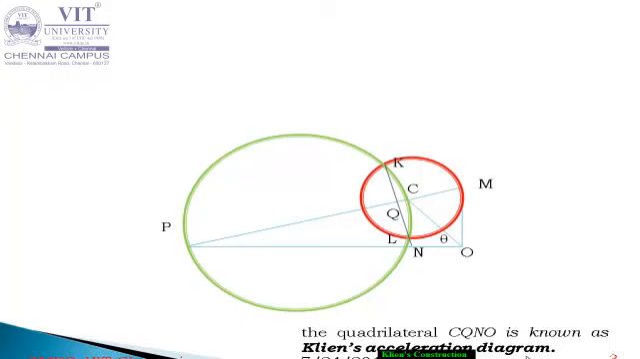So up to this is Klein's construction. By using the triangle CMO, you can calculate all the velocity values, and by using CQNO, you can find out the acceleration. Okay, so after that, what you have to do?